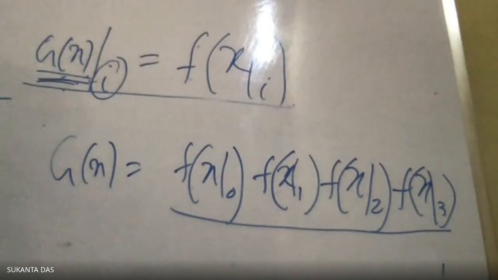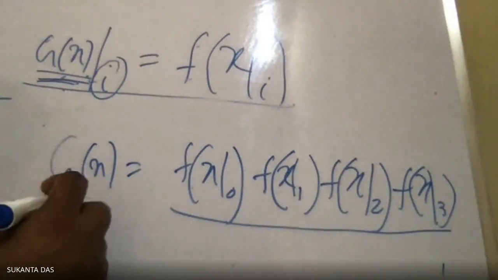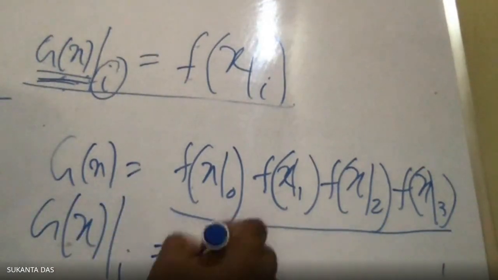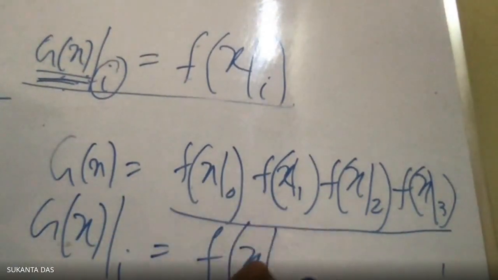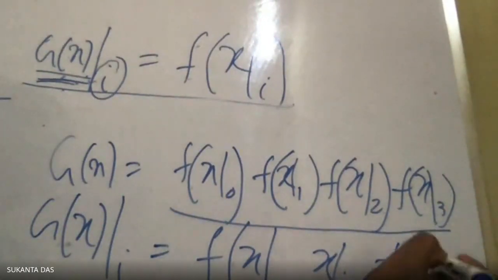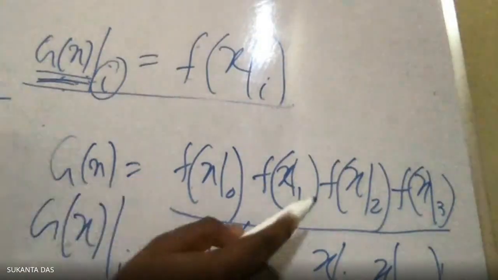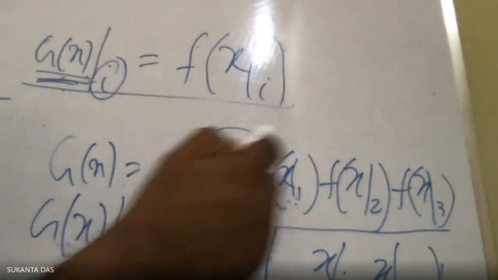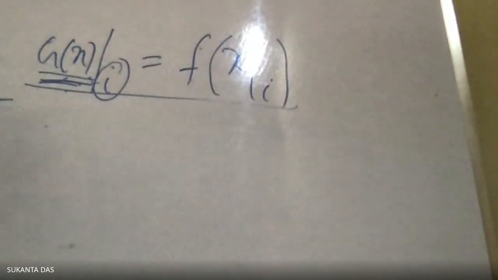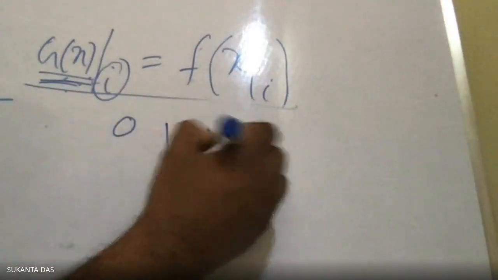But for the second case, what have I said? I have said that for g of xi, you take f of xi minus 1, then xi, then xi plus 1. For this one, you take the previous one, this one, as well as the next one as input. So I'm making it independent. As an example, I have taken 0, 1, 1, 0.